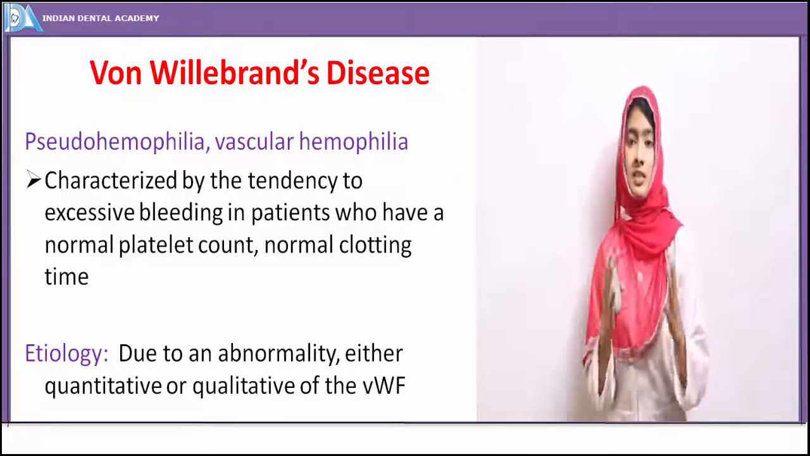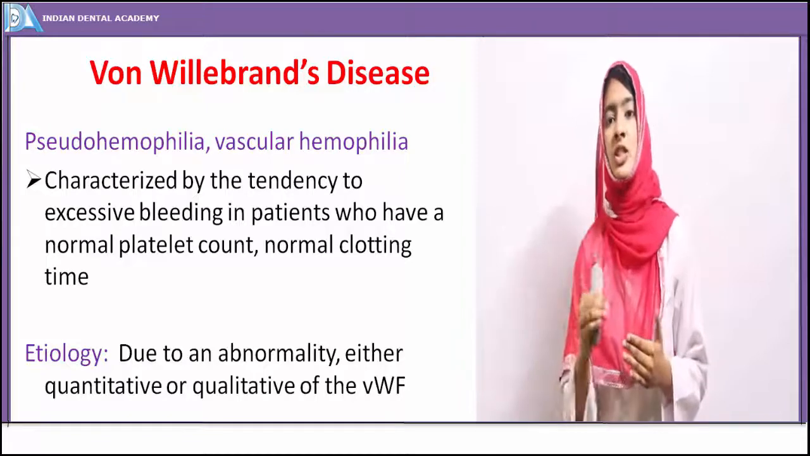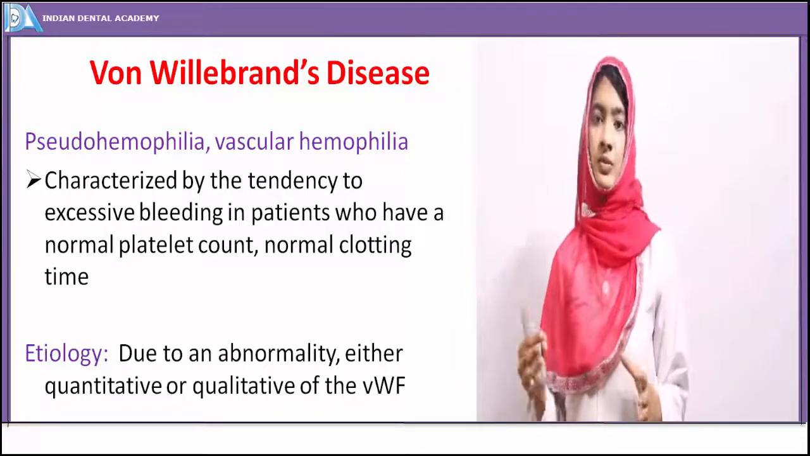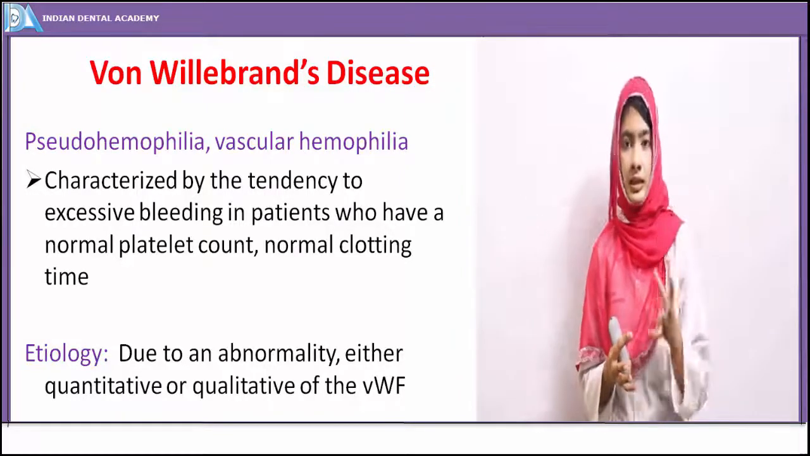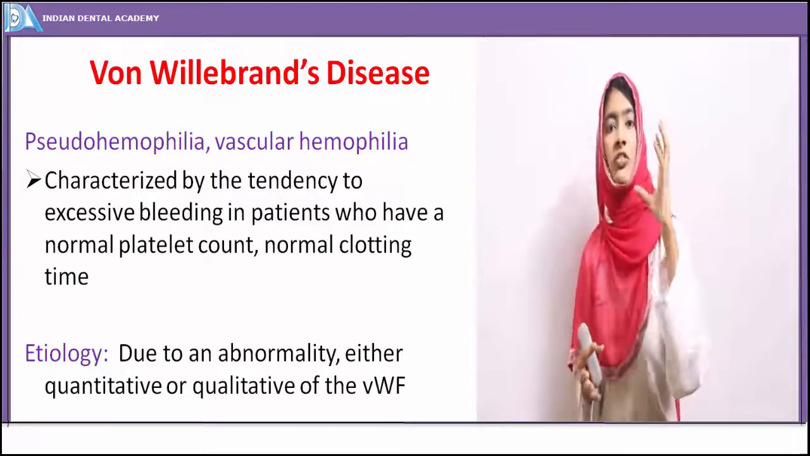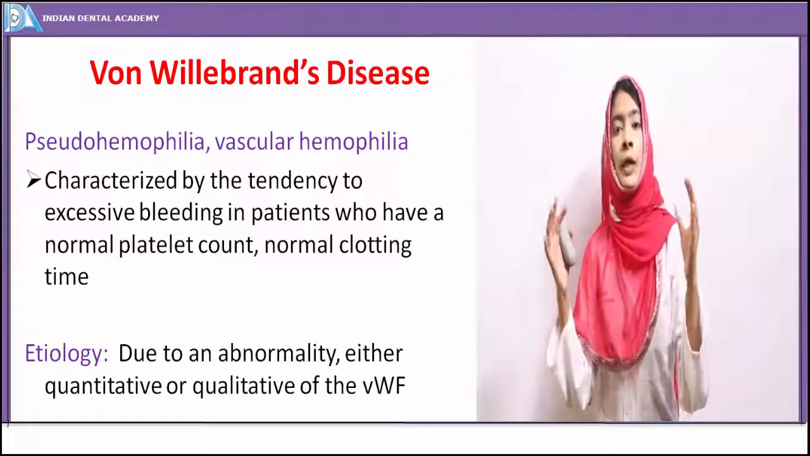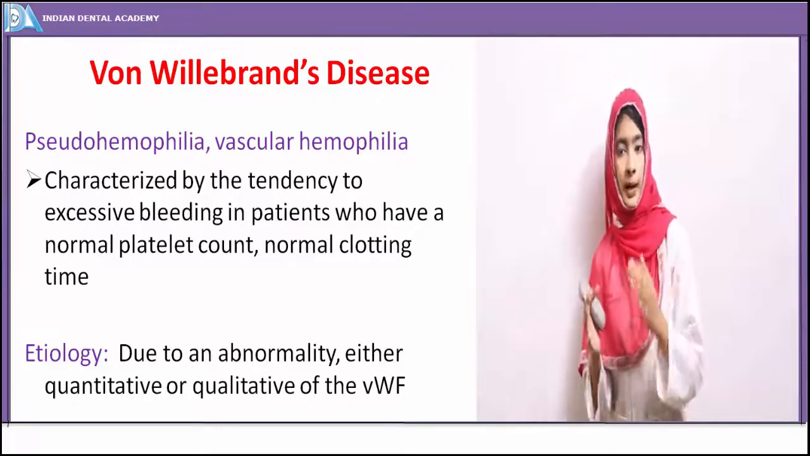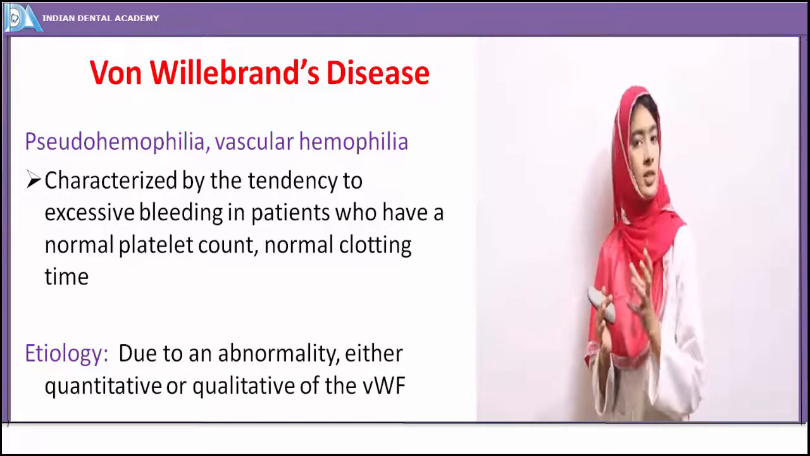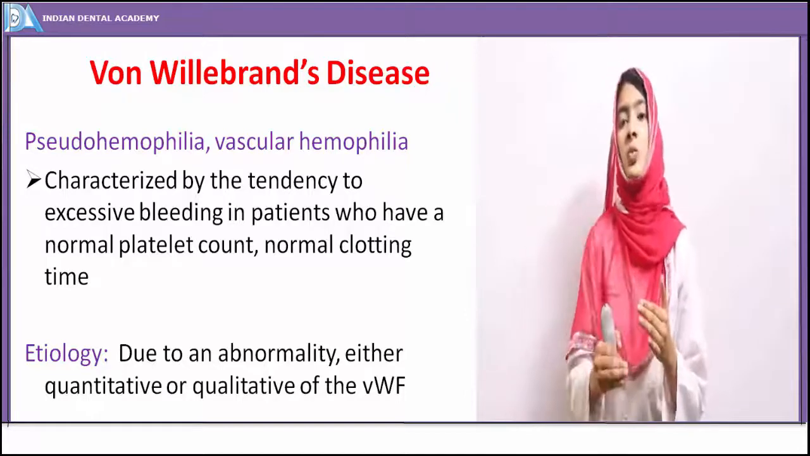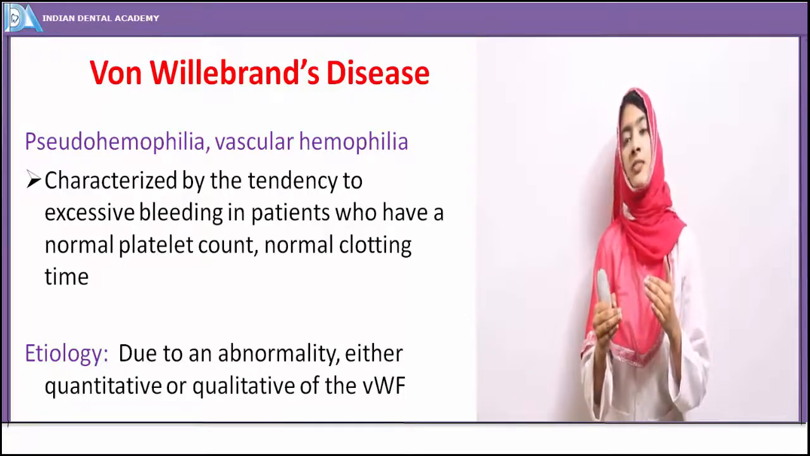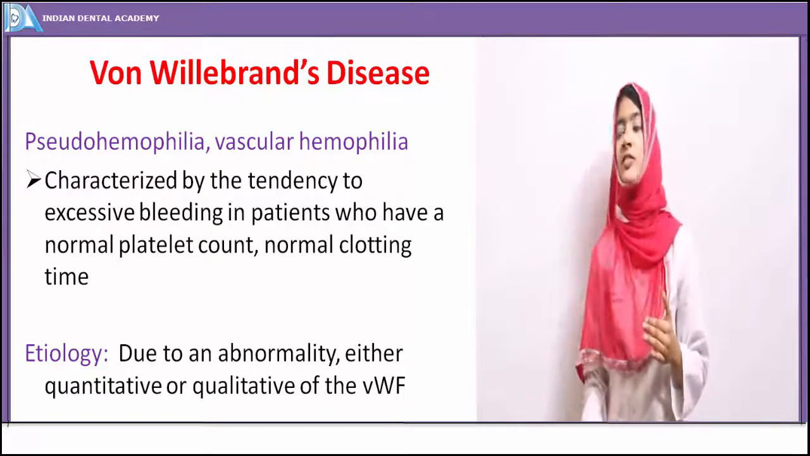But von Willebrand's disease occurs due to deficiency of the von Willebrand factor. Von Willebrand factor is nothing but a carrier of factor 8. Factor 8, as we know, is necessary for the clotting of the blood. Factor 8 is nothing but the clotting factor, and this von Willebrand factor is a carrier of the factor 8.